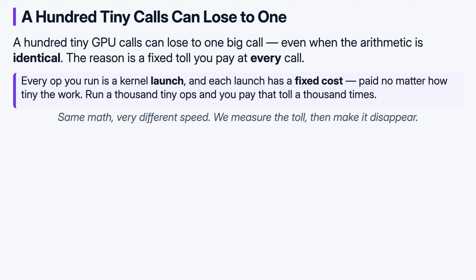100 tiny GPU calls can lose to one big call. That holds even when the arithmetic is identical. The reason is a fixed toll. You pay it at every single call.